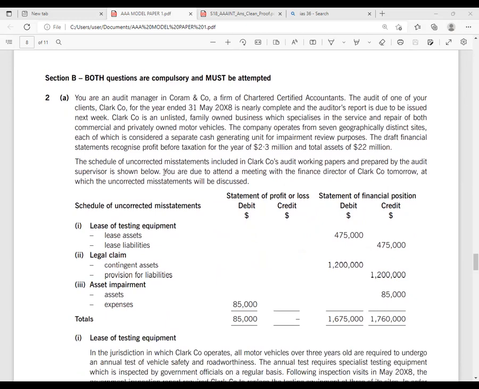The schedule of uncorrected misstatements included in Clerk Company's audit working papers and prepared by the audit supervisor is shown below. You are due to attend a meeting with the finance director of Clerk Company tomorrow, at which the uncorrected misstatements will be discussed. Ladies and gentlemen, remember, when you're doing audit clearance, which is the last topic in the CPA auditing and assurance paper, you must come up with a list of the uncorrected misstatements. You must have a list of all the errors, itemized nicely, and of course showing the totals.